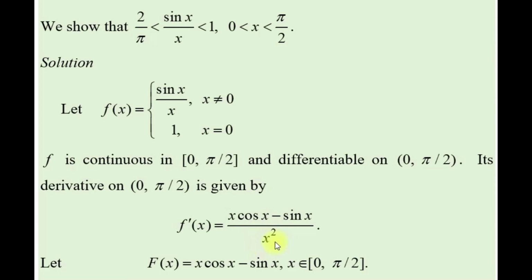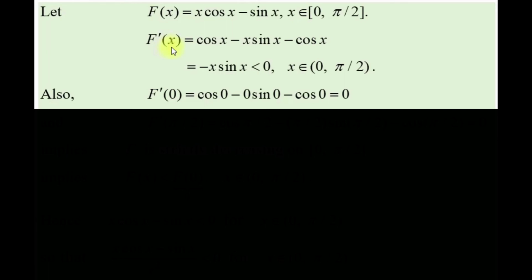x square is always positive on the open interval 0 pi by 2. So we need to check the behavior of x cos x minus sin x. That is the reason why we choose capital F of x is equal to x cos x minus sin x here. Now capital F prime of x is equal to, by differentiating here, we have to apply product rule. We obtain cos x minus x sin x. Derivative of sin x is cos x, so we get minus cos x here.